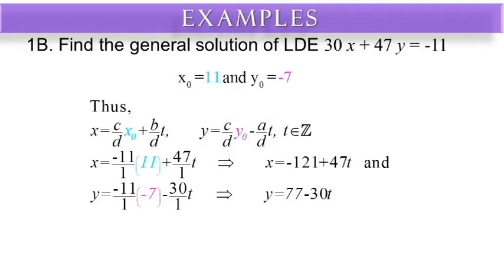And we have y is equal to negative 11 over 1 times negative 7 minus 30 over 1 times t, which is y is equal to 77 minus 30t. Therefore, the general solution of the LDE is x is equal to negative 121 plus 47t and y is equal to 77 minus 30t.